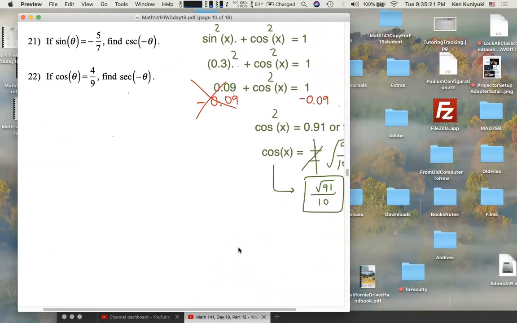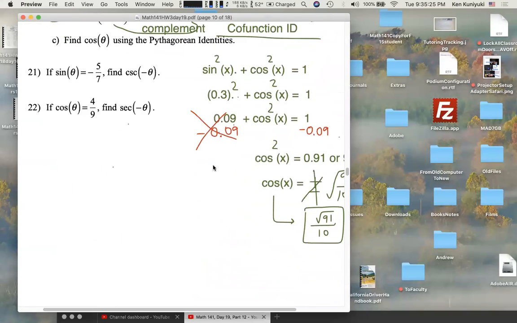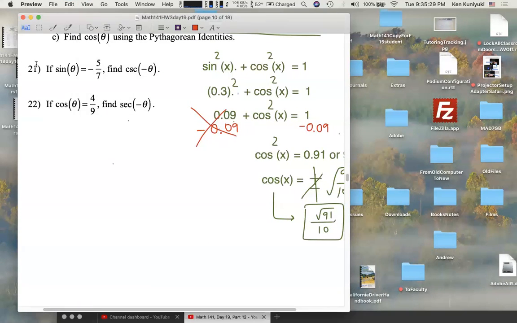All right, so all my notes are from 20B. So 21, right? Number 21. If sine of theta is that, find cosecant. All right, so let's do that. In fact, I can type this in, although I'll use t for theta. So cosecant of opposite theta, I'm going to use t for theta.